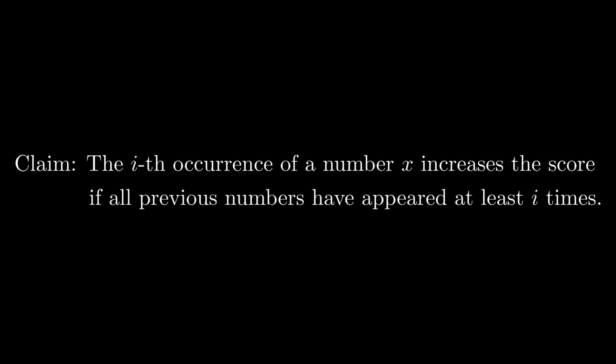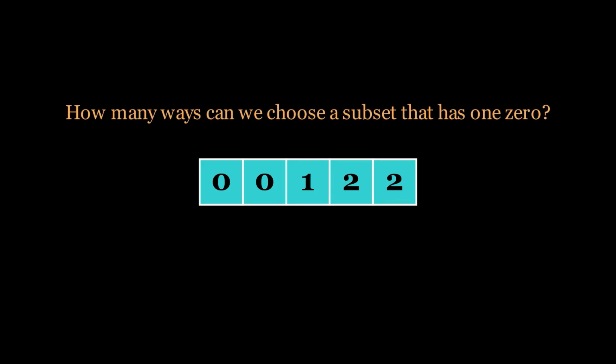Let's try to use the contribution technique on the problem. This is useful in many combinatorial problems. We'll try to look at each element and see how many subsets this element increases the score in. Let's look at the array 0, 0, 1, 2, 2. First, let's try to compute the contribution of the zeros. How many ways are there for us to choose at least one zero? There are 2 squared ways to choose a subset of zeros. However, one of them is an empty set, so there are 3 ways to choose a subset of zeros.